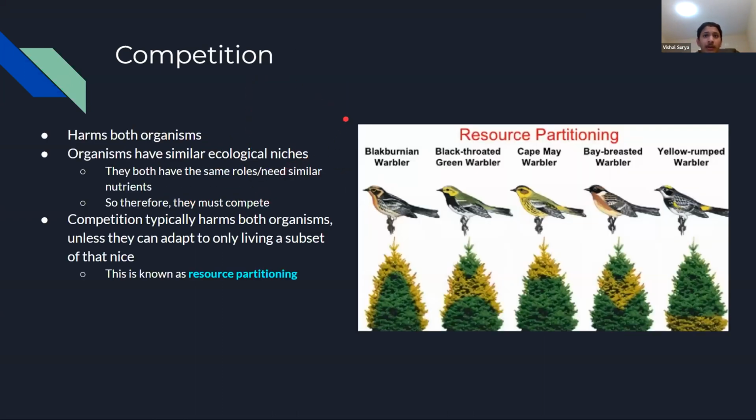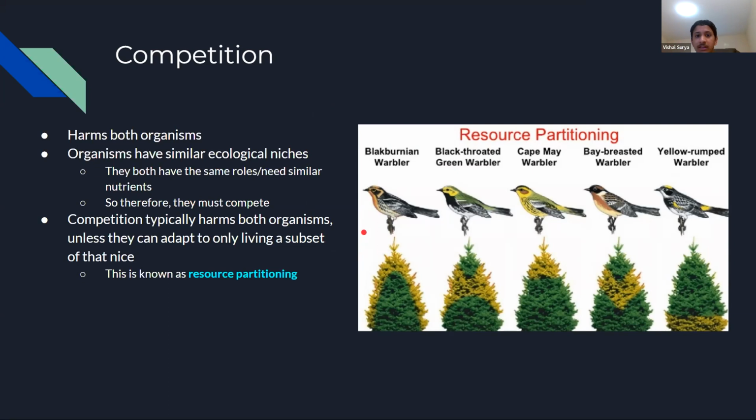So the first one we're going to talk about here is competition. Competition is a negative interaction. What I mean by that is that both organisms will be harmed in competition, because they're basically limiting the amount of nutrients that they would have gotten. We talked about the word niche earlier. Niche basically describes the organism's function or role and the nutrients they need. So when organisms compete, they usually have similar ecological niches, which necessitates competition. Like, okay, we're both competing for the same worms, for example, for birds. Competition typically harms both organisms unless they can adapt to living in only a subset of that niche.